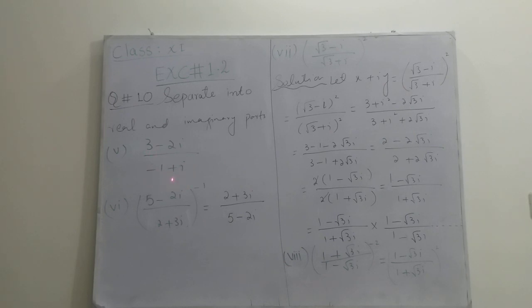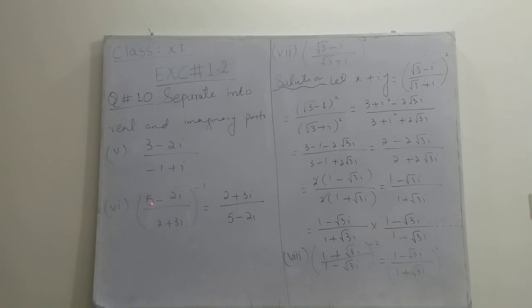Now to find its real and imaginary part, we will solve it by using a method for two complex numbers. When we have a division form, we multiply and divide by the conjugate of the denominator complex number. Here we will multiply and divide it by minus 1 minus iota. Then after solving, we will get one real part and one imaginary part. The real part will be shown by x and the imaginary part by y.